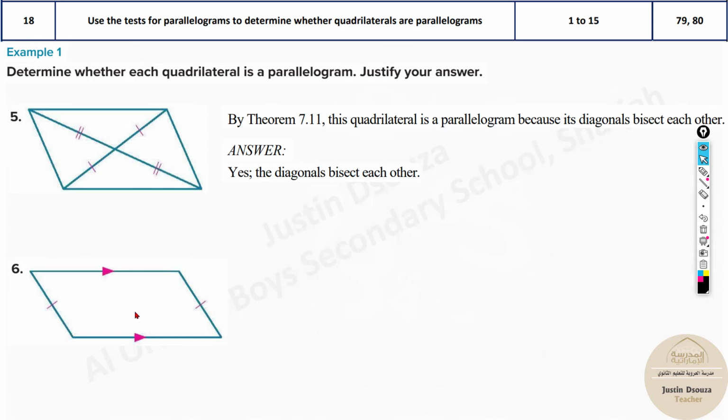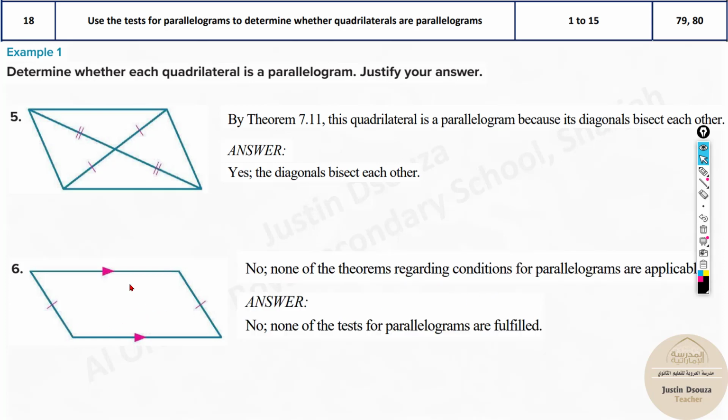There is not enough information. Yes, these two opposite sides are parallel, and these are congruent. But if the same sides were parallel and congruent, then there is a theorem. Over here, no. We don't have a theorem that says if one pair is parallel and the other pair is congruent, it's a parallelogram. It might be if these were parallel, but we don't have enough information. So we cannot tell this is exactly a parallelogram.